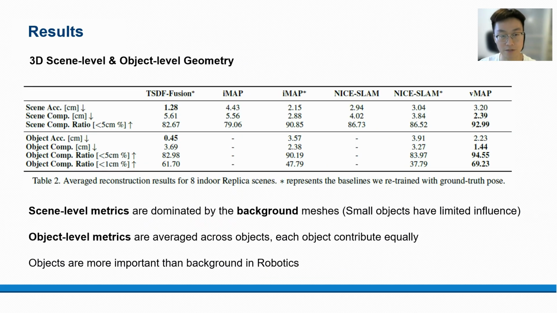For 3D metrics, we evaluate at both scene level and object level. As we found, the scene-level metrics are dominated by the background meshes, while object-level metrics are averaged across all the objects, letting each object contribute equally. Another motivation is that in robotics, like navigation and manipulation, objects are normally more important than the background.